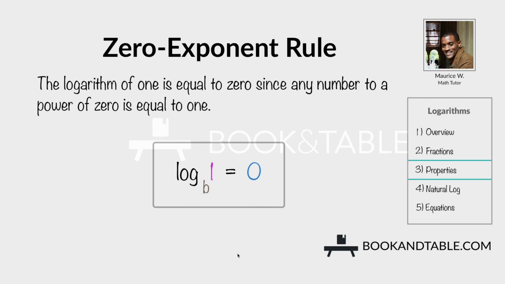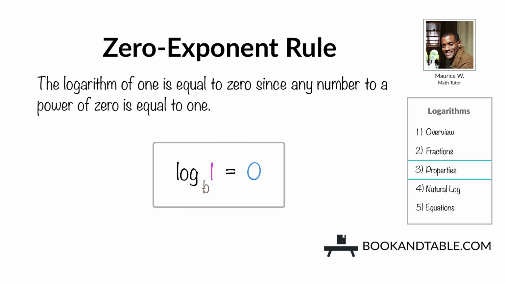Let's begin discussing the individual properties of logarithmic functions, and we'll begin with the zero exponent rule. The logarithm of 1 is equal to 0 since any number to a power of 0 is equal to 1. So we have log of any base b of 1 is equal to 0.